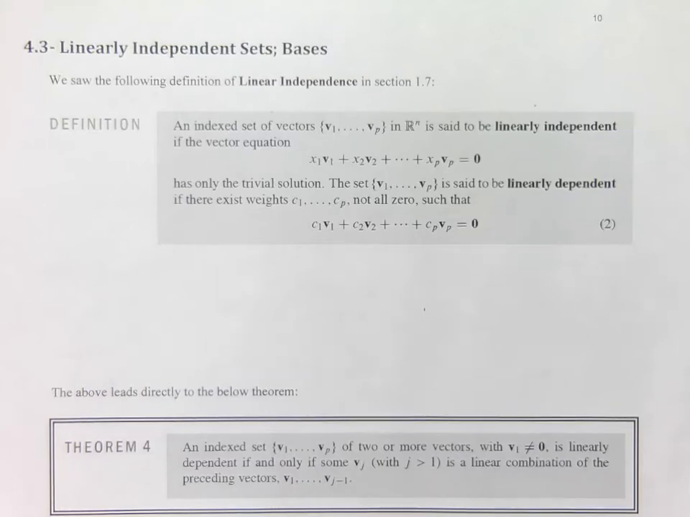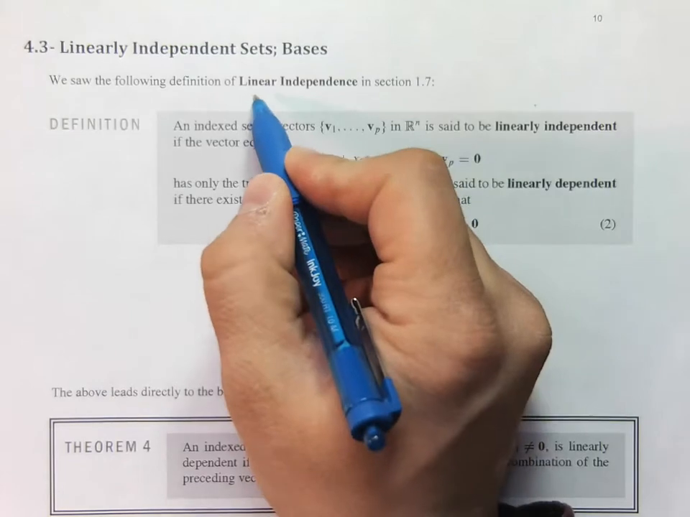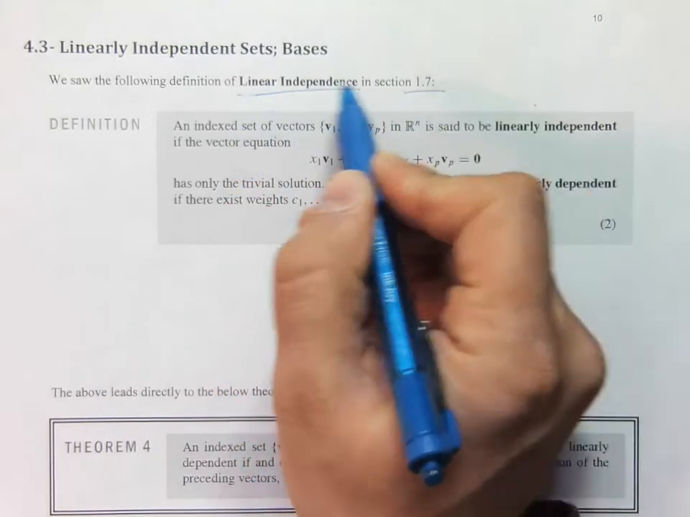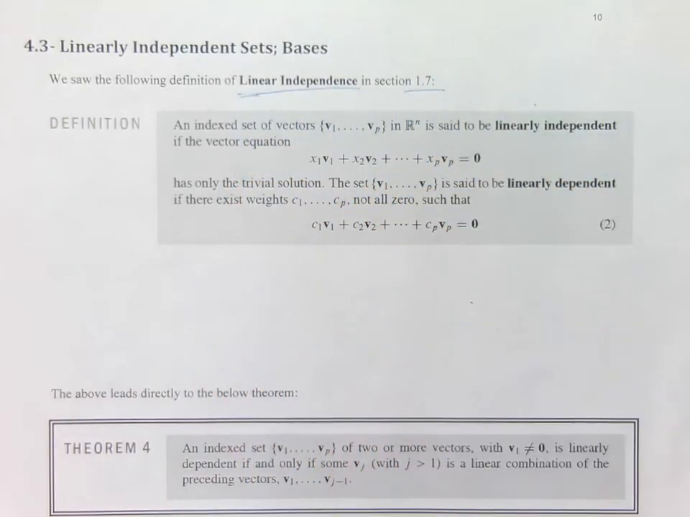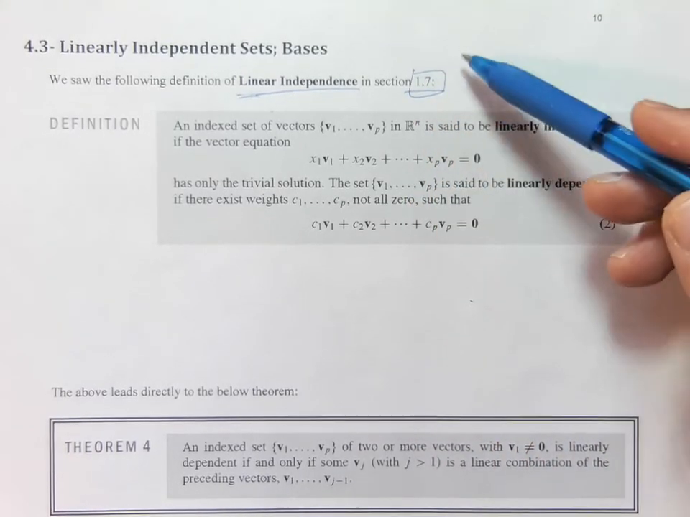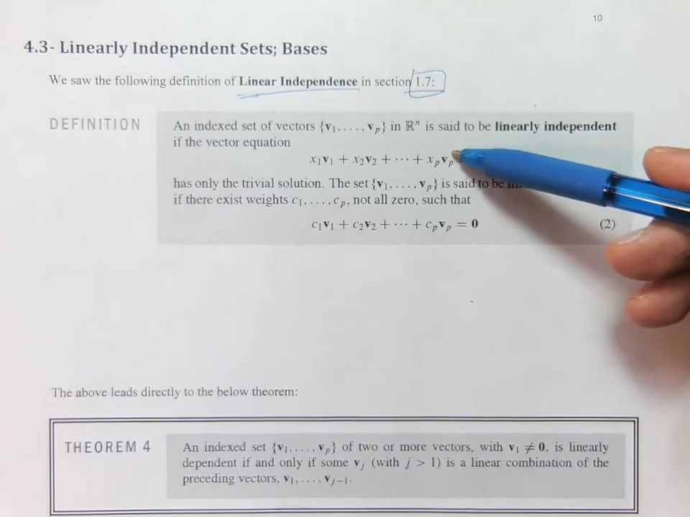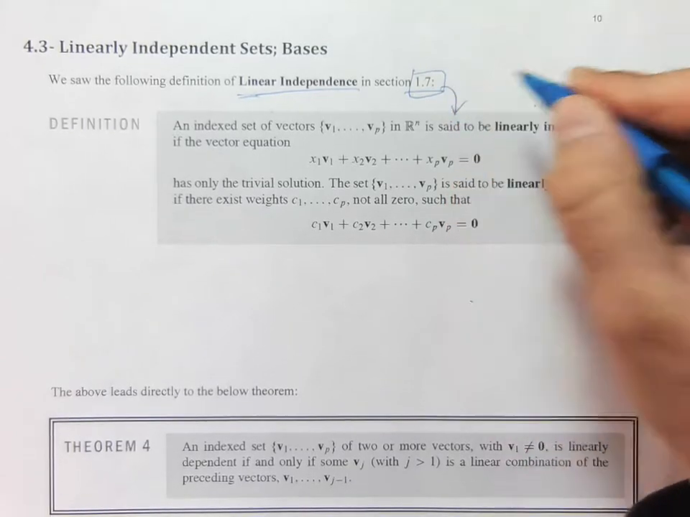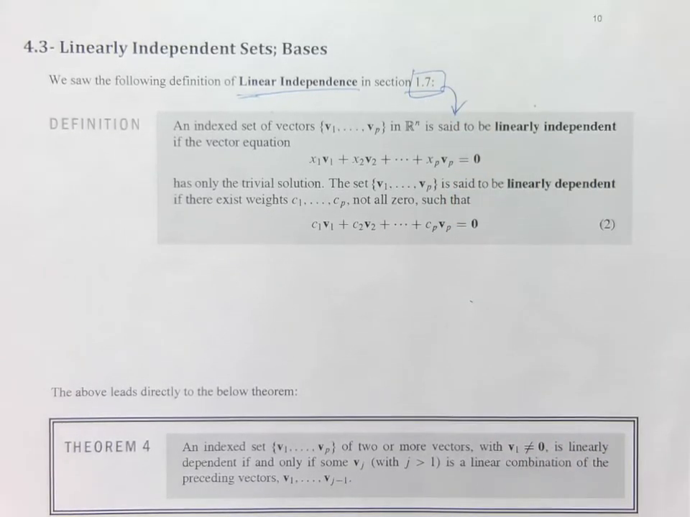Okay, we're looking at 4.3 here, linearly independent sets and bases. And I just want to start by reminding you what linear independence means, which we saw in section 1.7. There's a whole section about this in 1.7 if you want to remind yourself. Maybe go back and take a look at that. But in that section, we had this definition. So this is from section 1.7. And it's the formal definition of linear independence or dependence.